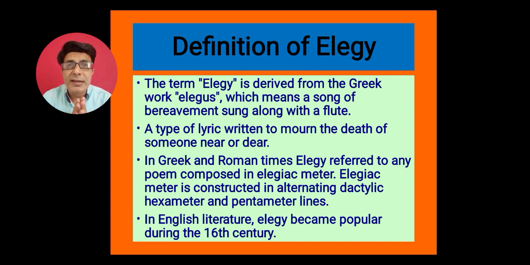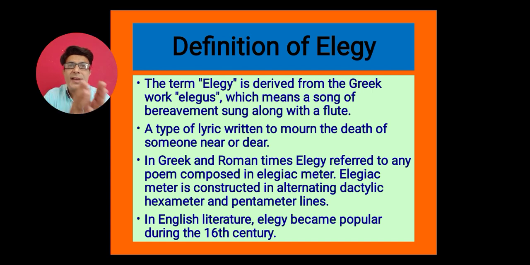Now, what is a dactyl? A dactyl is a meter having 3 syllables, in which the first one is stressed and the second and third are unstressed. So there is a falling rhythm in most of the ancient elegies if you read them. Stressed, unstressed, unstressed, a falling rhythm, and there are alternate lines used in this elegy.